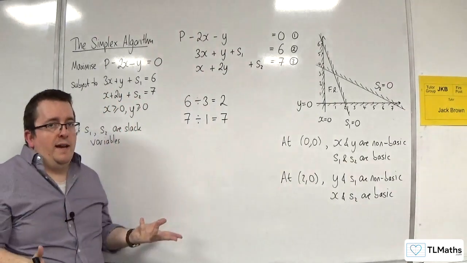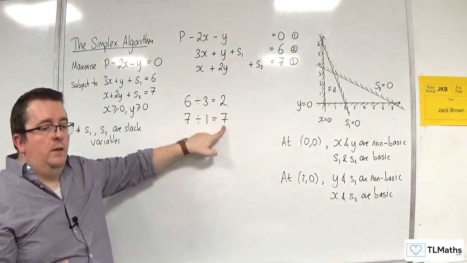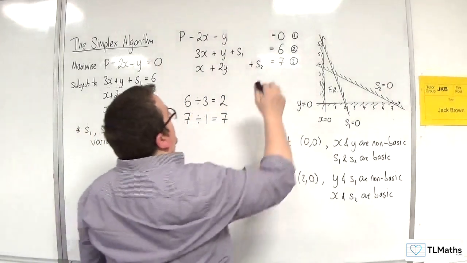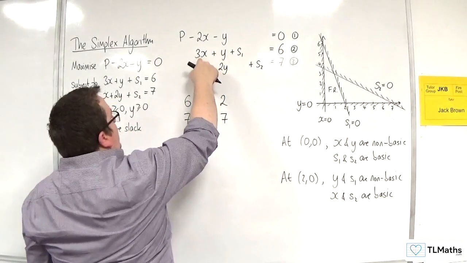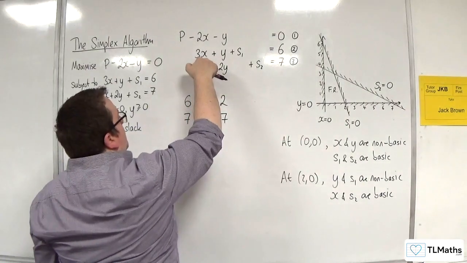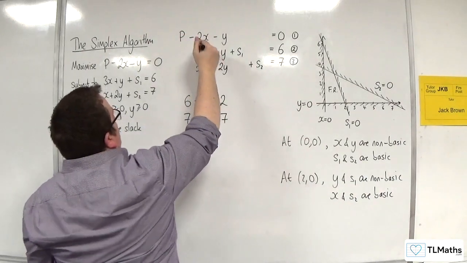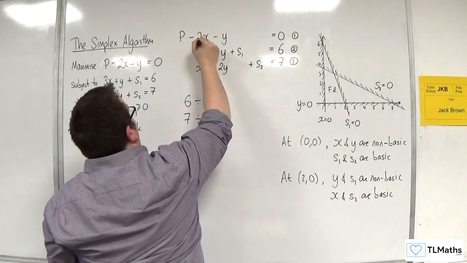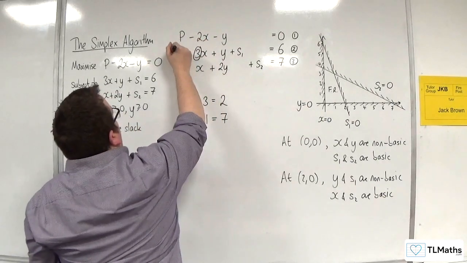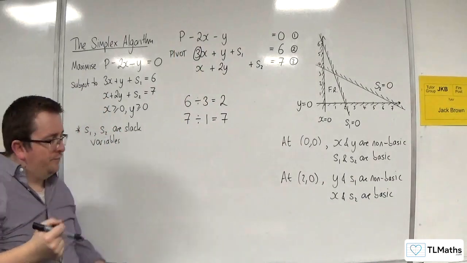So which one am I going to hit first? Well, I'm going to hit the 2 first before I hit 7. So 2 is the one that I want, and that identifies that the 3x is the one that I now want to work with. Okay, so in the tableau that we work with, the 3 would become what we refer to as the pivot. So this would be my pivot, that value.